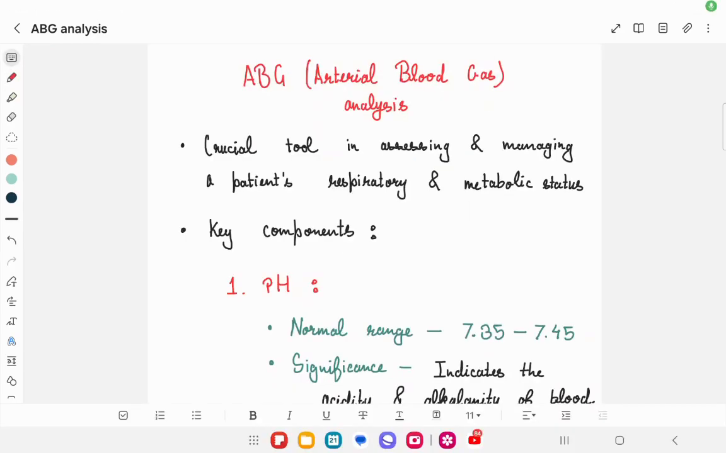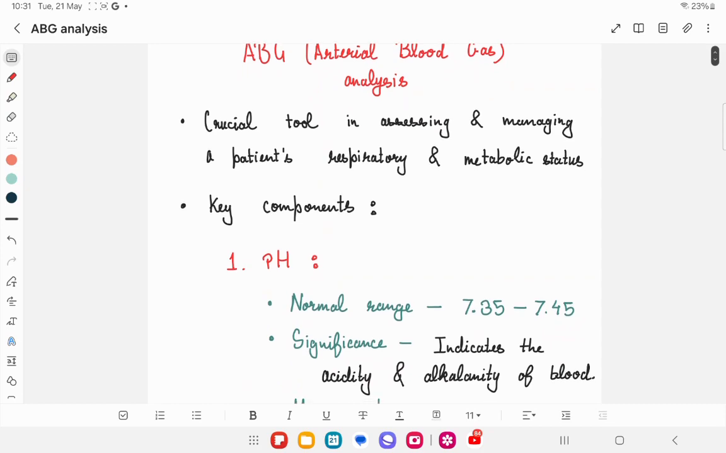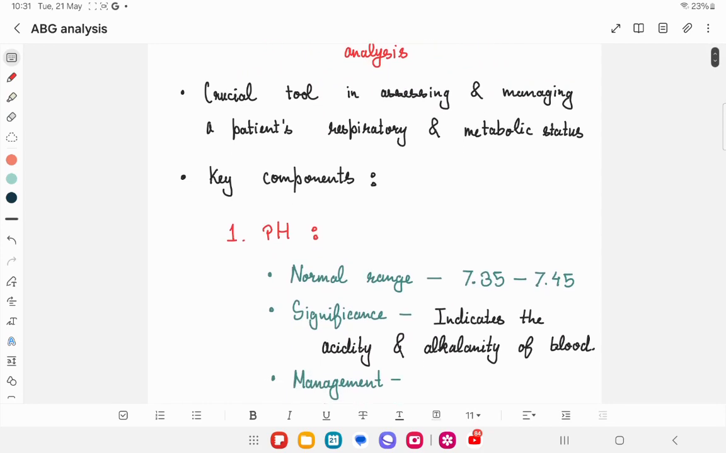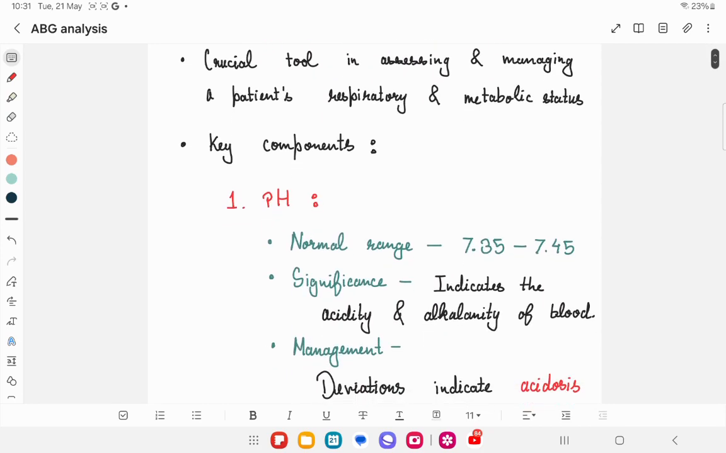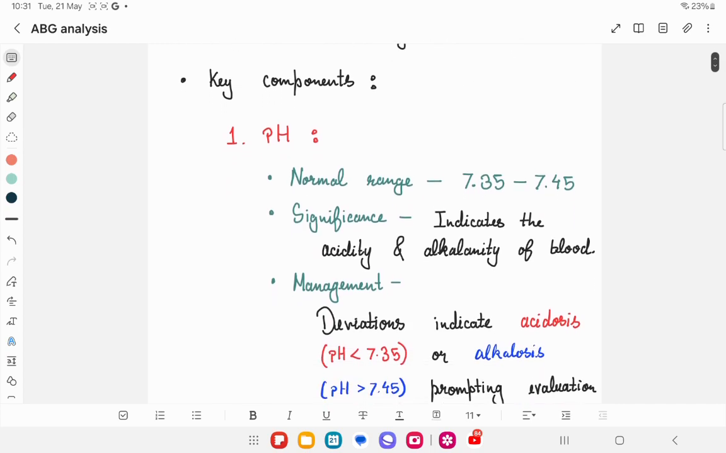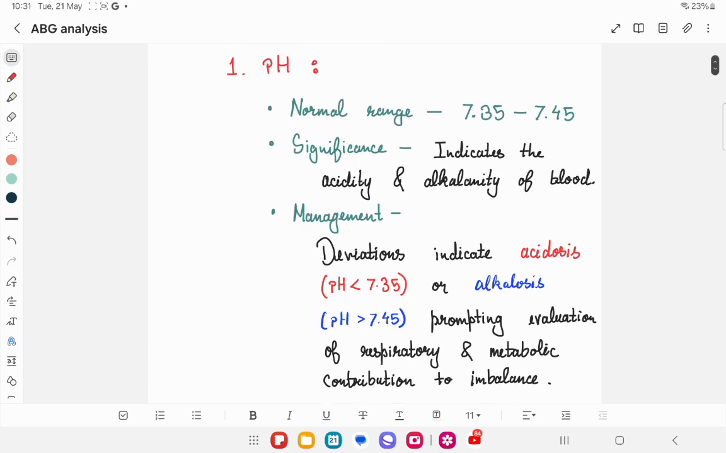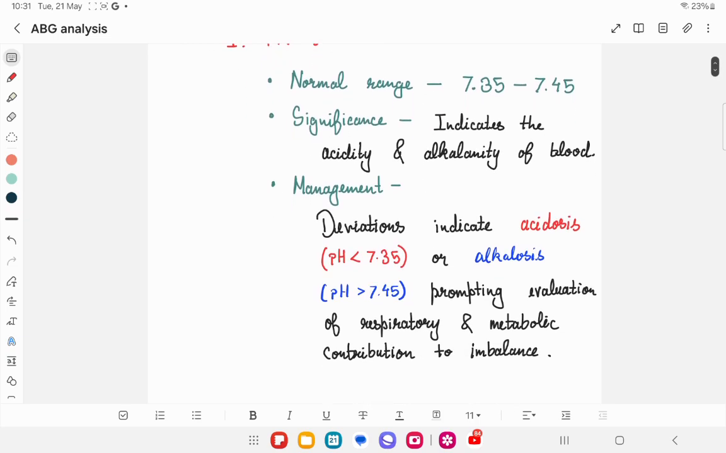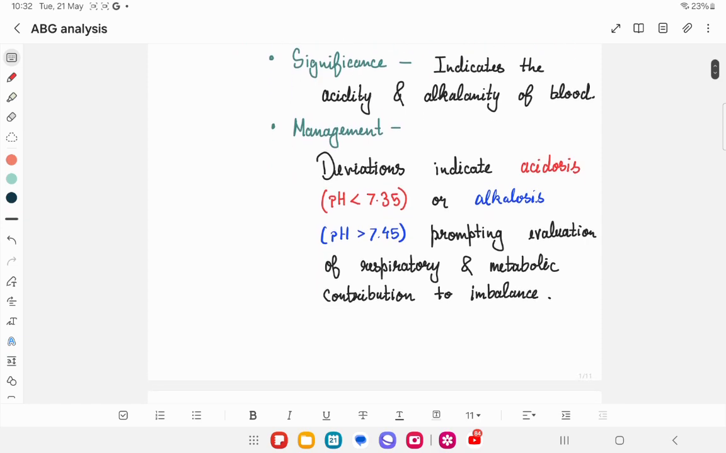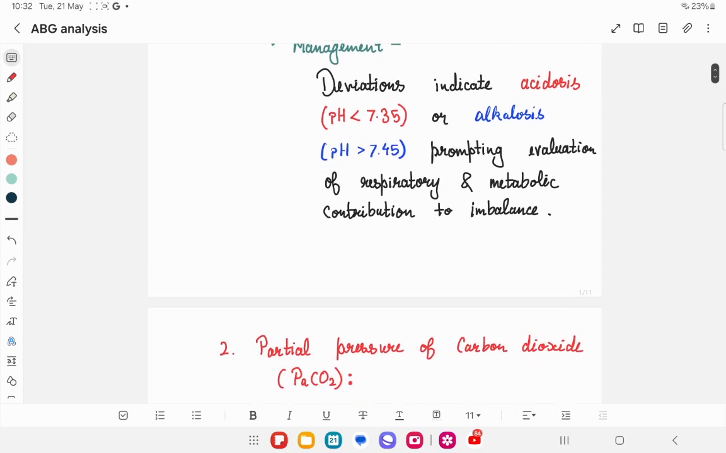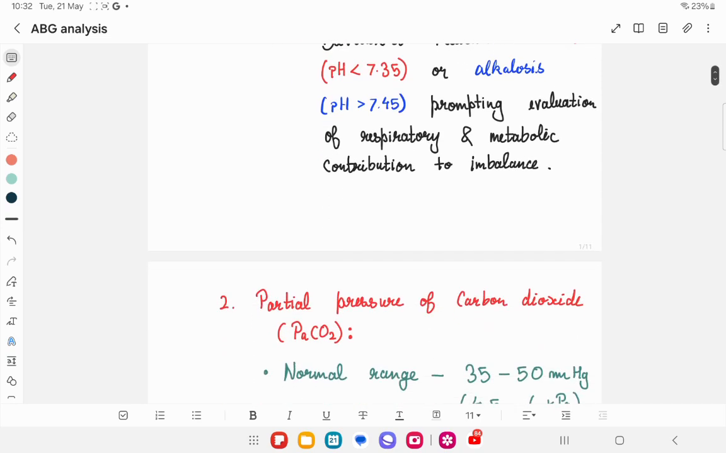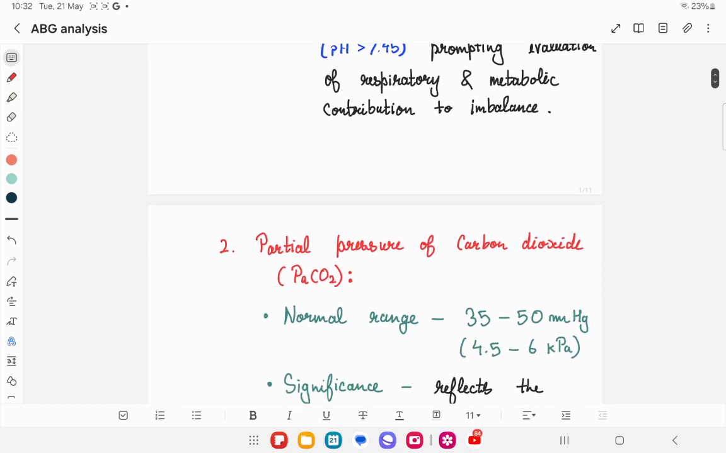So let us revise ABG analysis. It's a crucial tool in assessing and managing a patient's respiratory and metabolic status. The key components are the pH. 7.35 to 7.45 is its normal range. Significance is that it indicates the acidity and alkalinity of blood. Management is the deviations that indicate acidosis and alkalosis. Less than 7.35 would be acidosis, more than 7.45 would be alkalosis, and we need to find the cause of this disturbance.